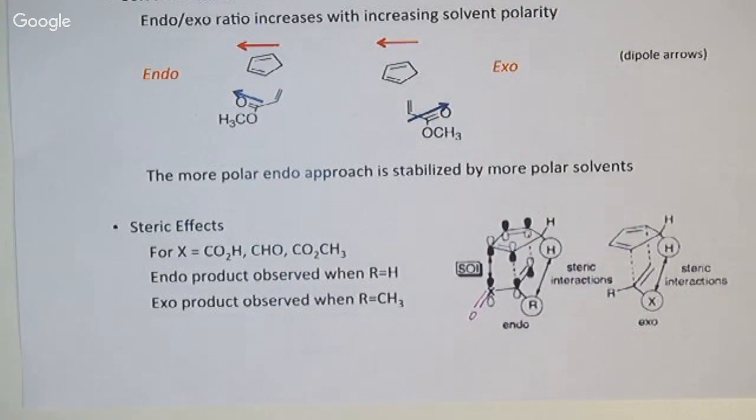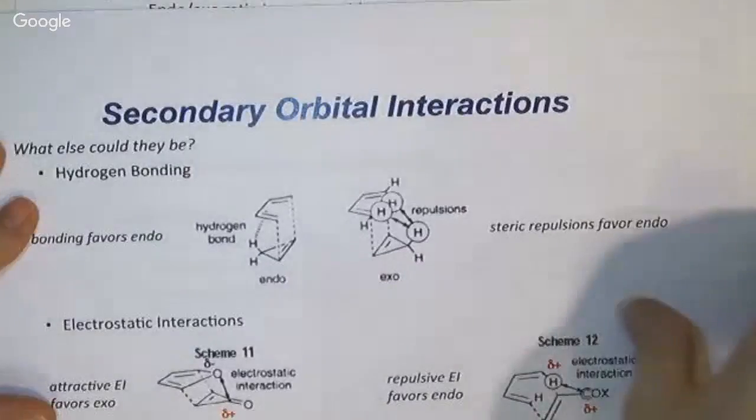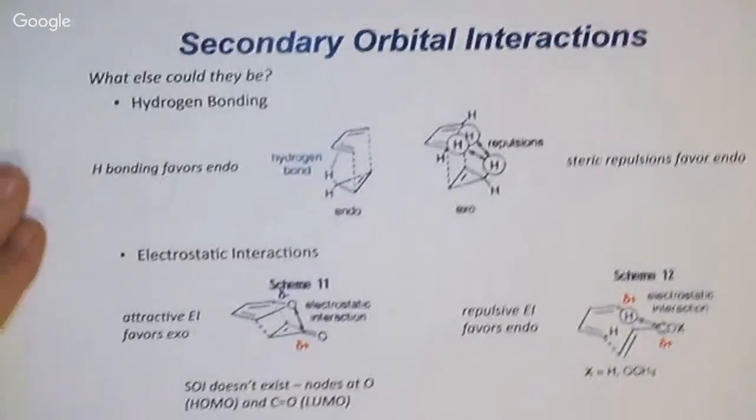So you can actually drive it towards the exo product just by changing the substituent here on the dienophile from a hydrogen to a methyl group. And a methyl group isn't all that big, but you could make it even larger and see if you could get that ratio to even more favor an exo product. They offer two other explanations for what it might possibly be.